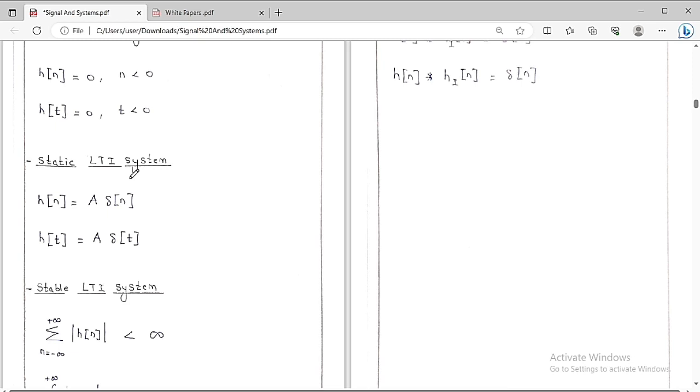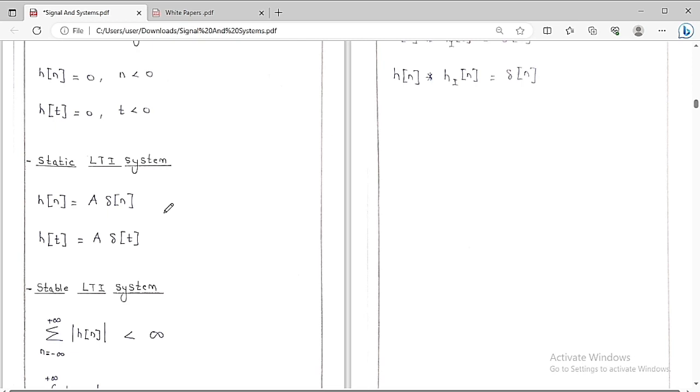See, from the impulse response: if h of n is equal to a delta of n, or h of t is equal to a delta of t, then only can we say the system is a static LTI system. It means the present output depends only on the present value of the input. Then only can we say so.